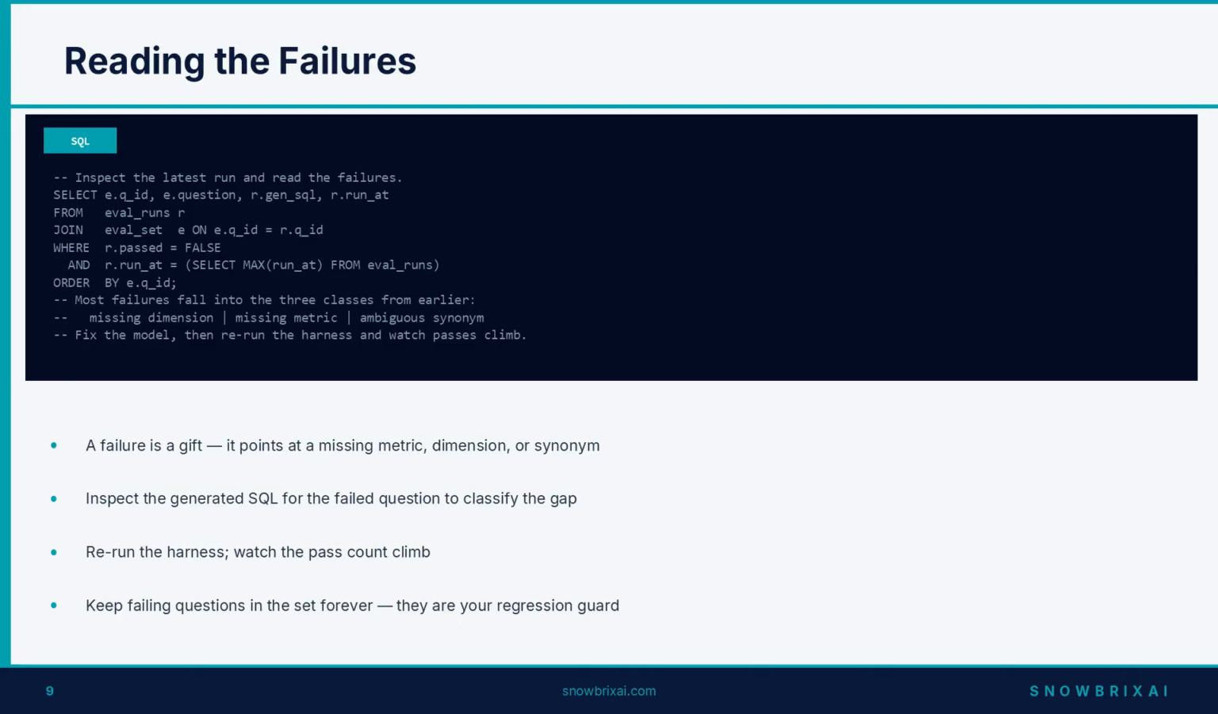So you have a failure. Good. A failure is a gift. It points straight at a missing metric, dimension, or synonym. Pull the generated SQL for the failing question and read it. References a column that does not exist, that is a missing dimension or metric. Wrong aggregation, that is a bug in the metric expression. Map to the wrong metric, that is an ambiguous synonym. Every failure classifies into one of the three gaps. Fix the model, rerun the harness, and watch the pass count climb, and keep the failing questions in the set forever. They are your regression guard.